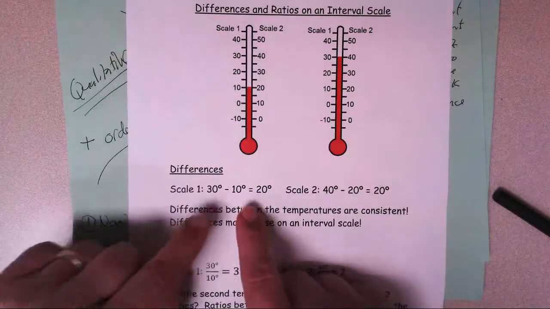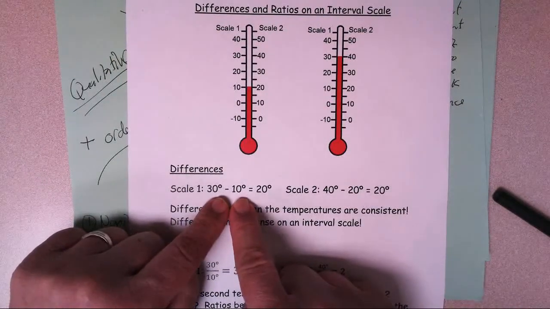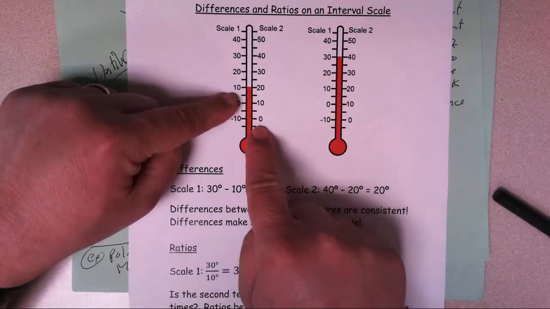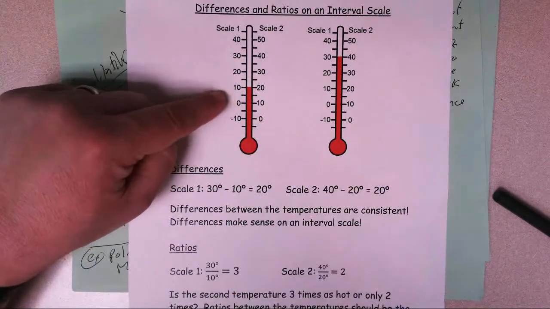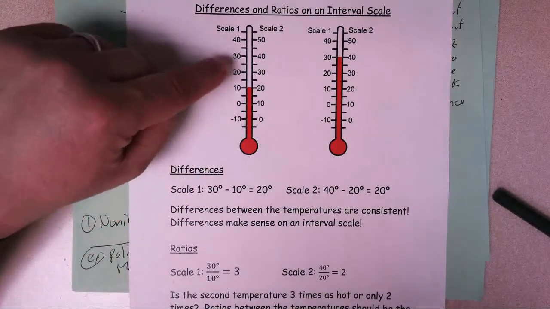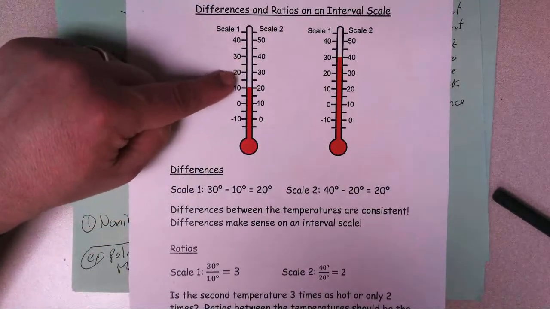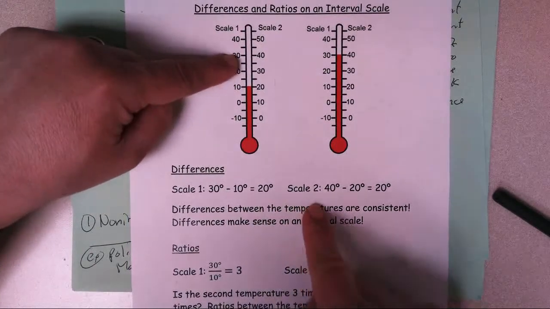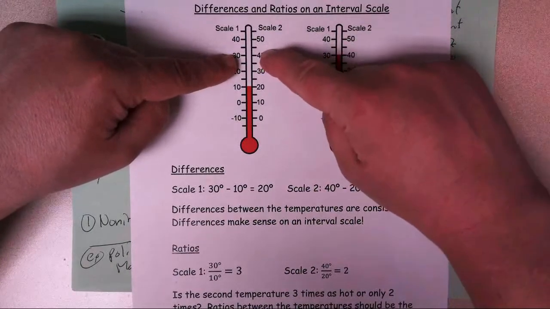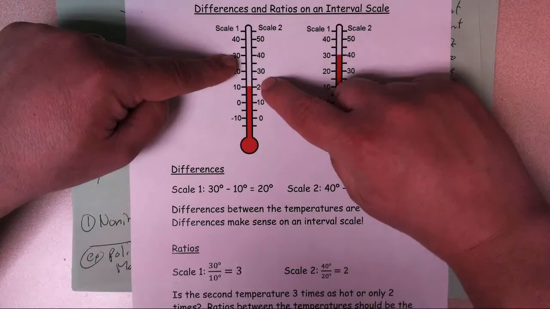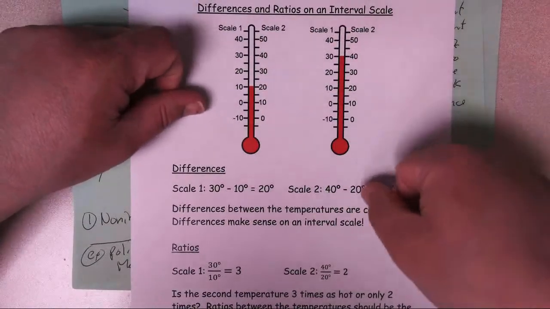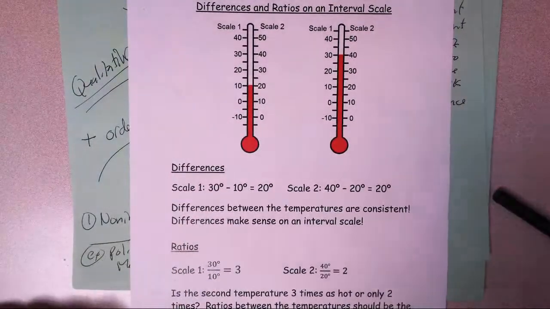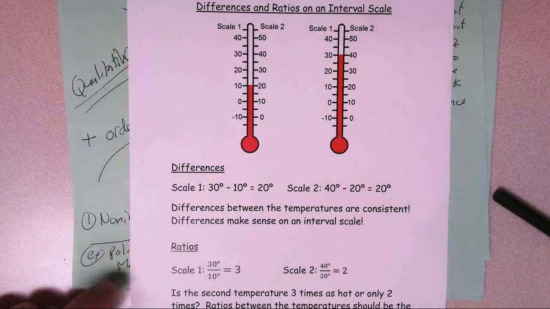Well, in this case, the differences would make sense. This has an arbitrarily chosen 0, so this is an interval scale, but differences make sense. So on scale 1, 30 degrees minus 10 degrees would give you 20 degrees. On scale 2, 30 degrees would be 40 degrees, and 10 degrees would be 20 degrees. And you could take 40 minus 20, and you still get 20 degrees. So differences are consistent.